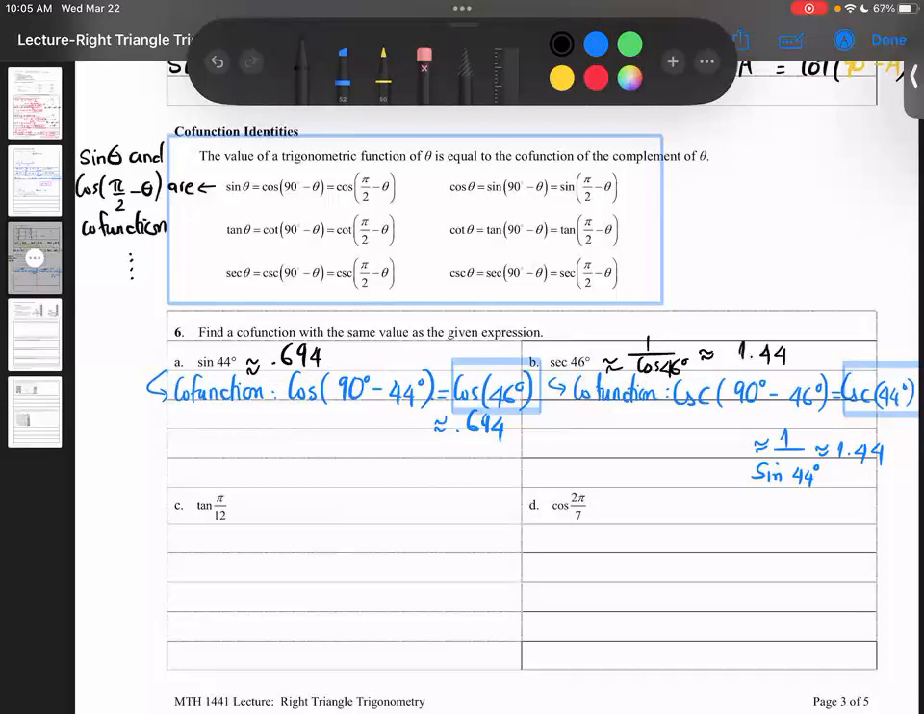The reason we do this is because we want to check, that's all. It is not your answer. You already have your answer: cosecant of 44. All right, C.